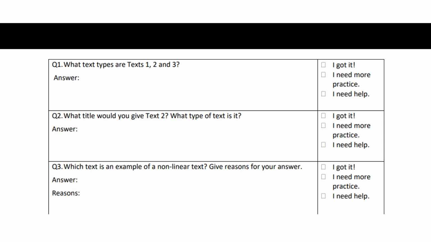I'm going to give you 5 minutes to answer these questions. You can work with your partner, or you can collaborate with your seatmate.